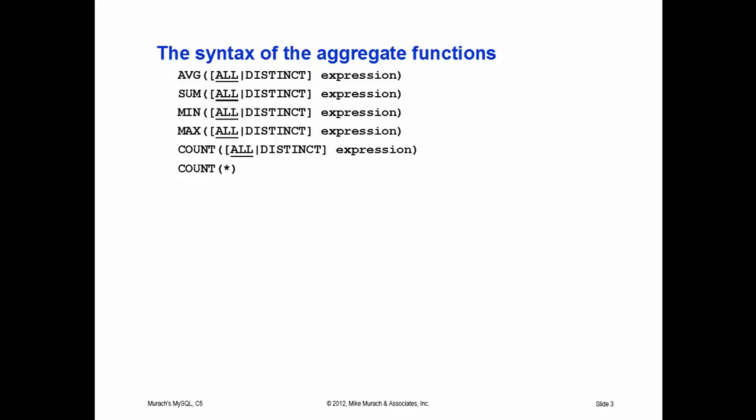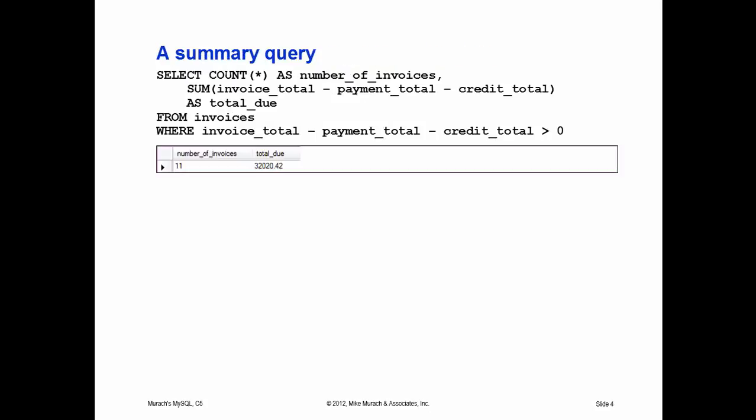You'll notice if you look here, the first 2 of these aggregate functions, which are also called summary queries, are average and sum, AVG for average and SUM for sum. Those 2 functions will only work on a numeric field. The others, the min, the max, the count, and the count star, will work on any fields, regardless of whether or not they're numeric or non-numeric. So here's an example of a summary query.